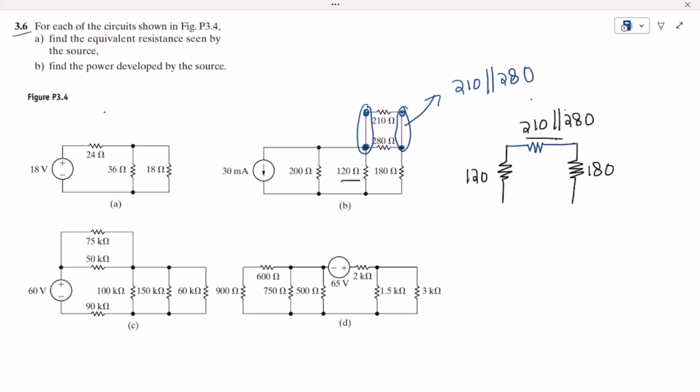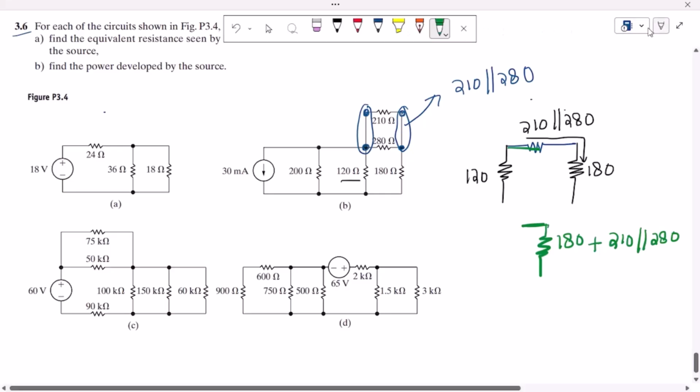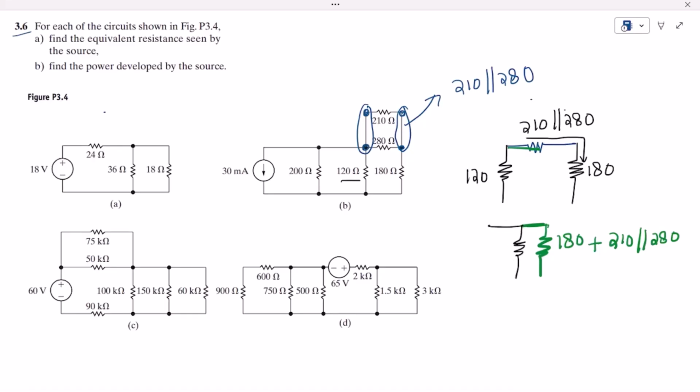We can see that the same amount of current flows through them, so the combination of them, in green, will be 180 plus 210 in parallel with 280, and with it we have another resistor, this 120. The other resistors with it are this 200, this 120, and then the source.